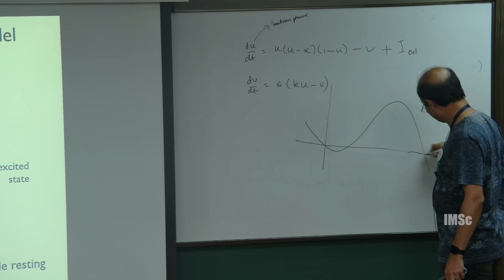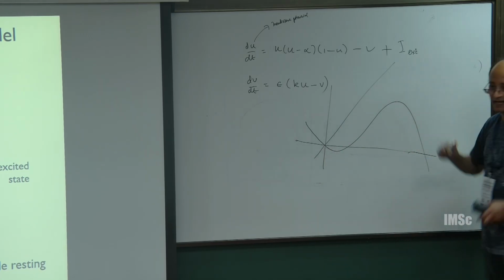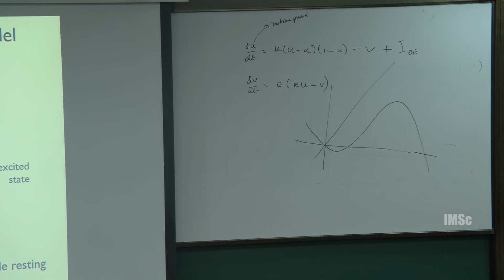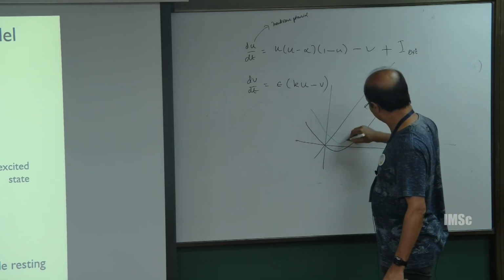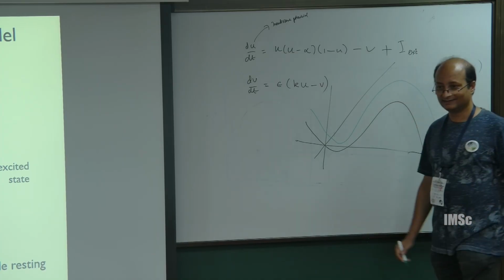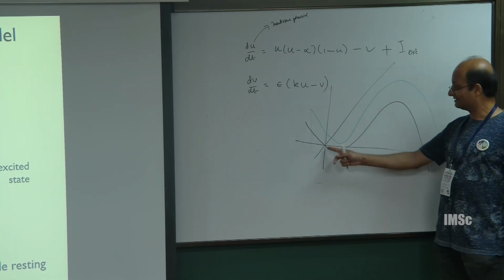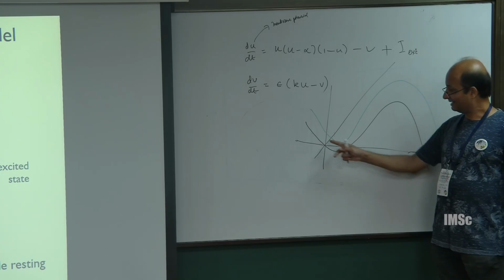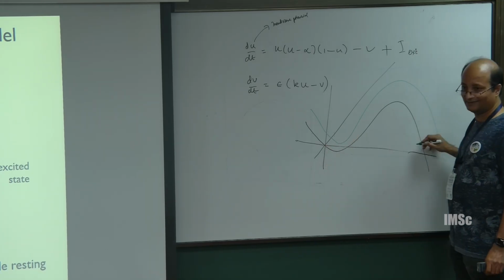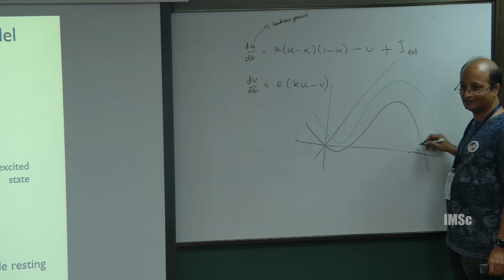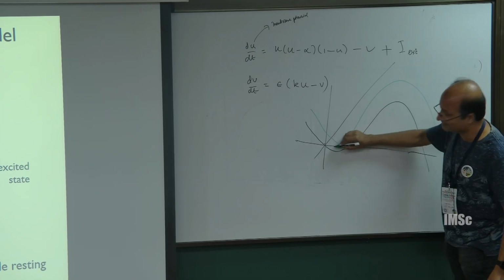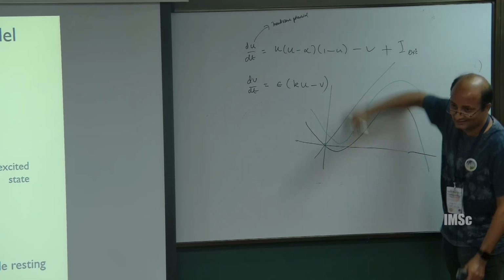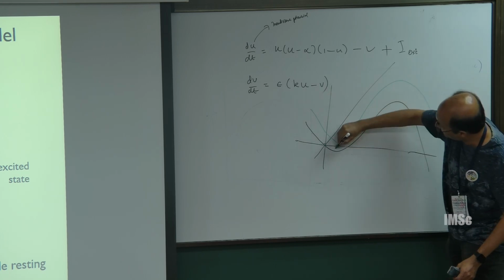So these are my nullclines, right? Now we introduce this I external. What will happen? Yeah, the curve will rise, right? If it rises sufficiently, you will see that even at your resting state you will have a rightward push. So you are here, but since this has been raised, here du/dt is positive.